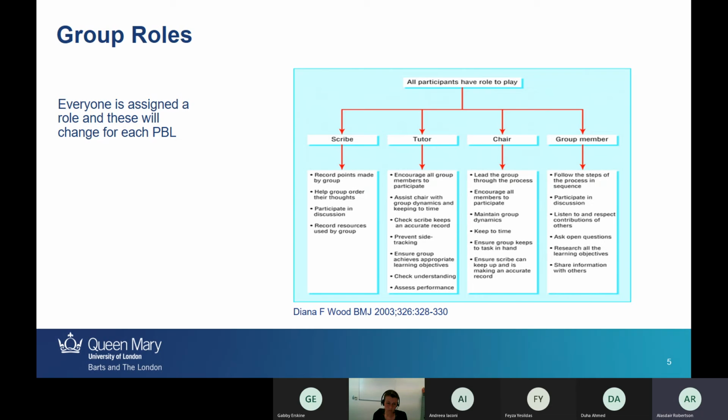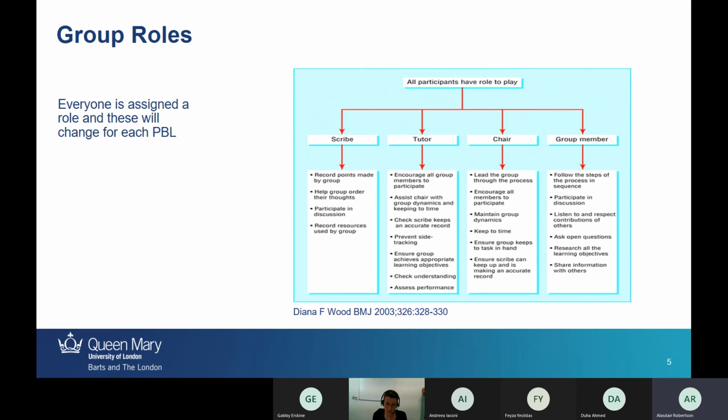Every group will have a chair. So that is the person who will lead the group through the process, encourages all the members to participate, helps the group dynamics, keeps everyone to time and on task. Make sure that the scribe is doing their job, so to speak.